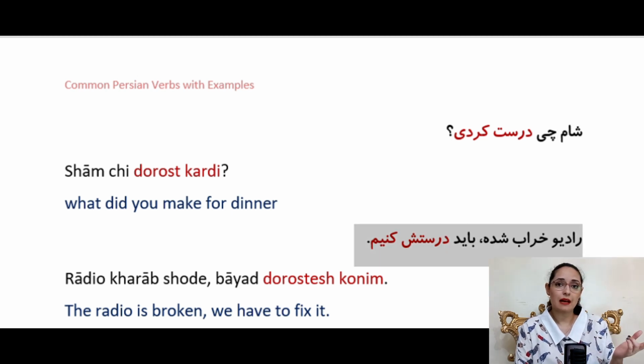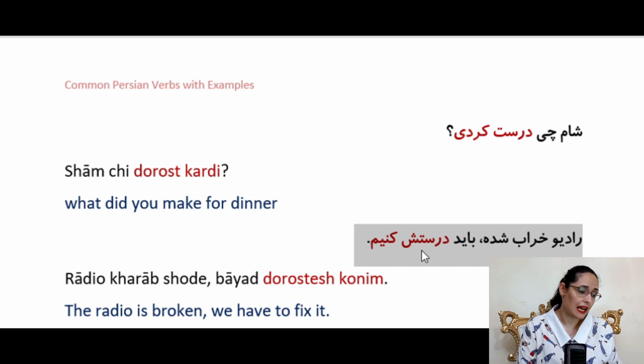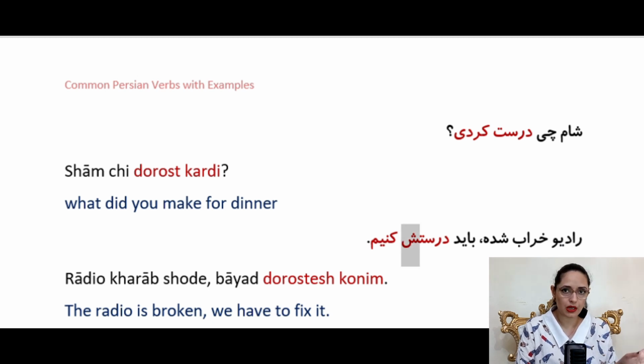Now another example of the verb درست کردن that means to fix. رادیو خراب شده. باید درستش کنیم. Here ش refers to رادیو.